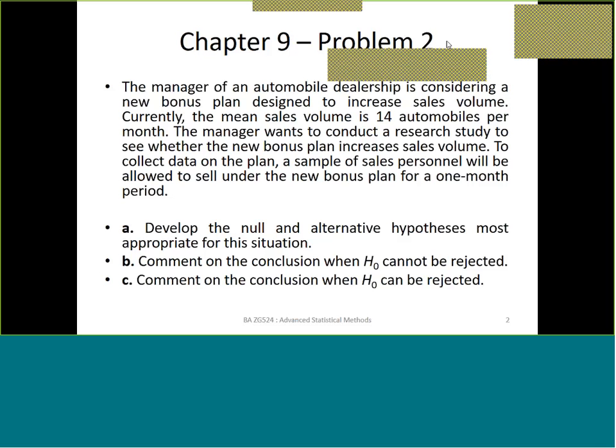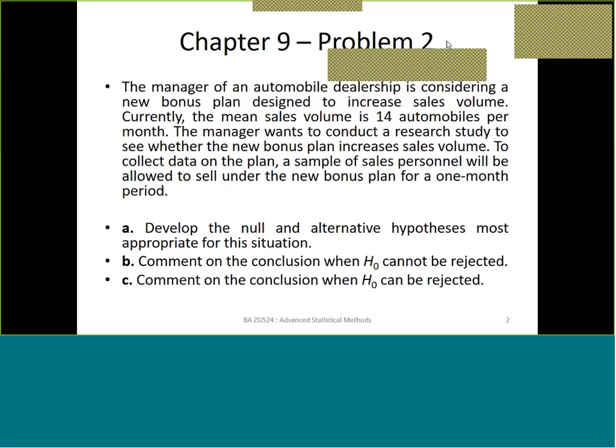To collect data on the plan, a sample of sales personnel will be allowed to sell under the new bonus plan for a month period. Develop the null and alternative hypothesis most appropriate for this situation. So we have to write H naught and HA. So it is a research approach. So first of all, we will announce HA and then H naught.